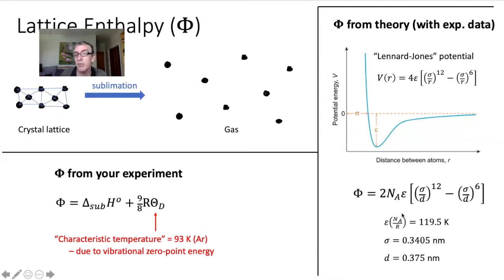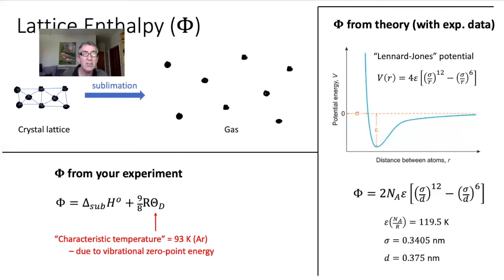So this ignores some things. It only takes into account the shortest distances, the nearest neighbors, not the others. But they will be the most important because of these large powers here. So you actually just plug the numbers you're given in to get this theoretical value of the lattice enthalpy, and you can compare it with your experimental value. Okay. So those are the things that you need to do with your data.